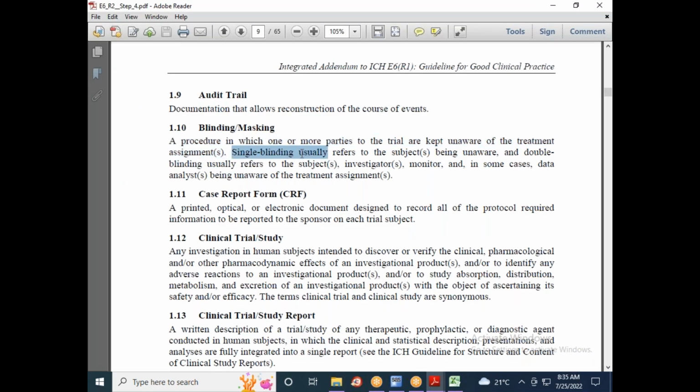Single blinding means only the subject does not know what treatment he is taking. Only subjects will not know what treatment they are taking. The investigator will know what treatment I have given to that subject. I know, but the subject will not know.